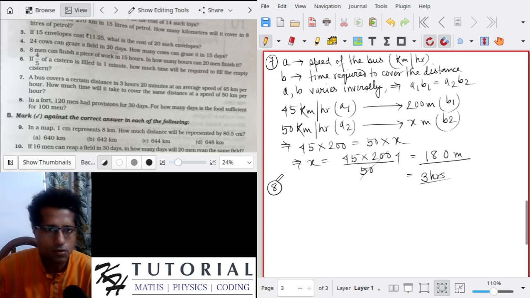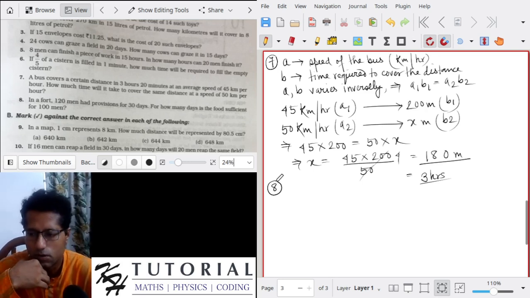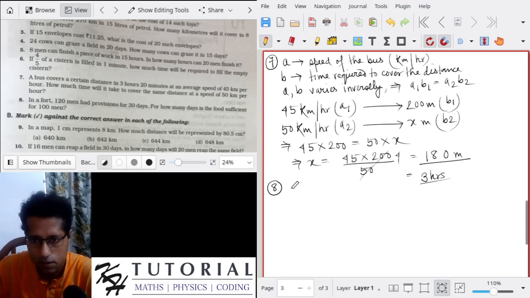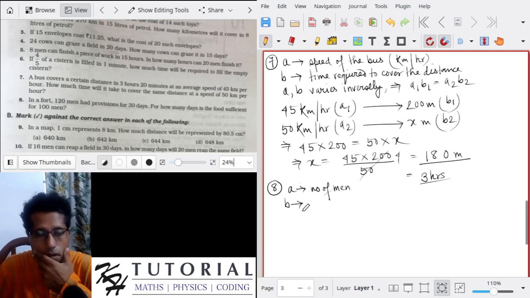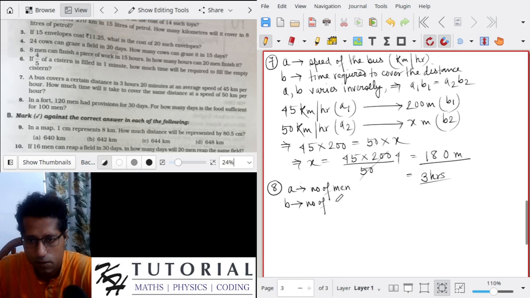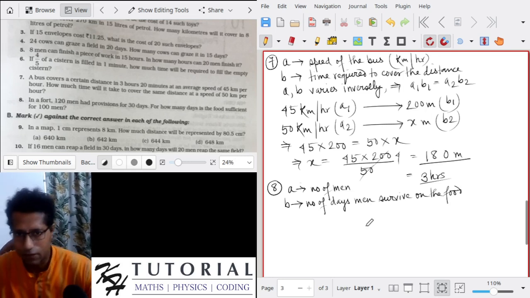Let's do question number 8. In a fort, 120 men had provisions for 30 days. So in a fort, 120 men are living, and whatever food or provisions is there, the 120 men can survive or last for 30 days. For how many days is the food sufficient for 100 men? Okay, so let's say A be the quantity, number of men, and B be the quantity, number of days men survive on the food, that is on the available food, which is fixed. The amount of food available is fixed.